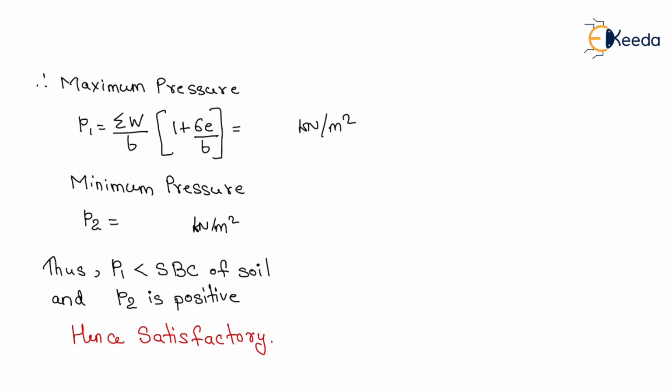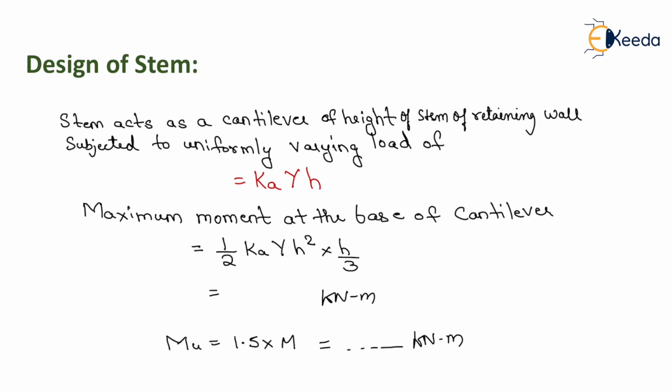Now maximum pressure is calculated by formula P1 equals to summation of W upon B in bracket 1 plus 6e upon B equals to kilonewton per meter square. And now we will calculate minimum pressure P2. This formula is summation W upon B in bracket 1 minus 6e upon B. It is calculated in kilonewton per meter square. Thus P1 is less than safe bearing capacity of soil and P2 is positive. Hence satisfactory result will be given.